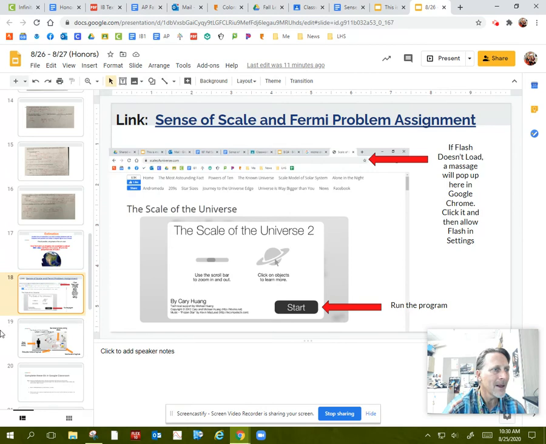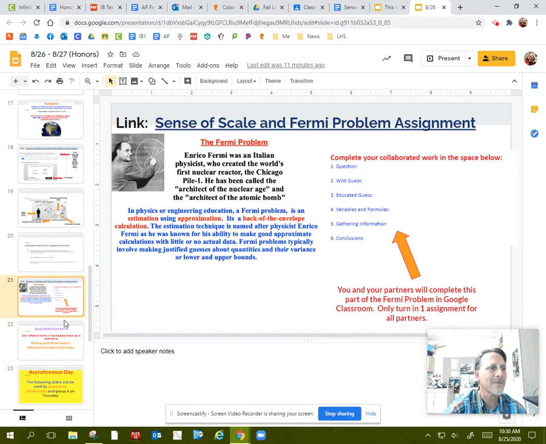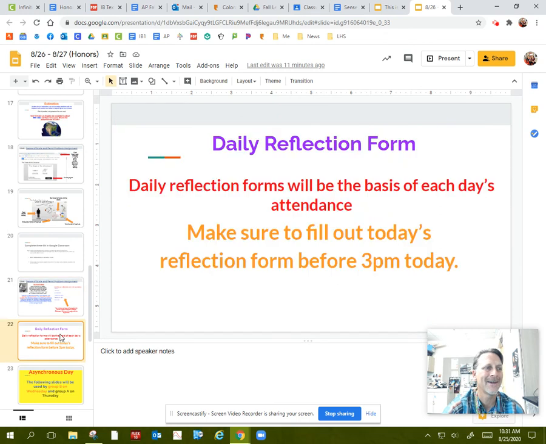Okay. All right, so jumping back into our slideshow for today. So that was our Fermi project. And that was it. That's the end of class. And then you have the daily reflection form to finish up. This is our synchronous class, so we're going to have a little discussion in class around this, but then you're going to work with your partners to get this done.